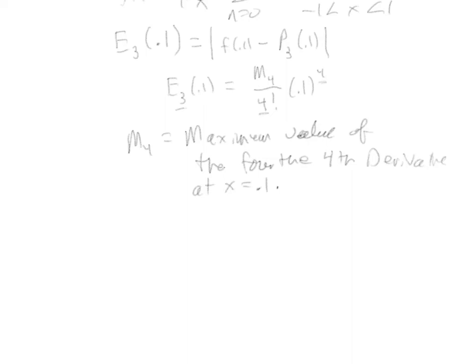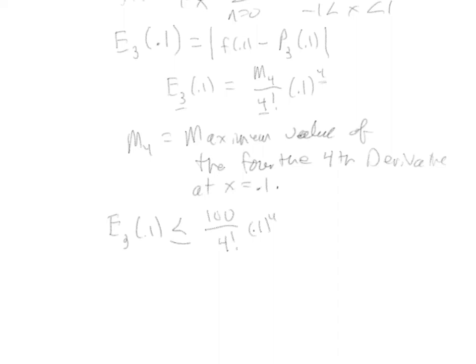So that error after the third term at 0.1 is less than or equal to the maximum value of the n plus first derivative, which is the fourth derivative, which is 100, over 4 factorial times 0.1 to the fourth. And that's the error bound.